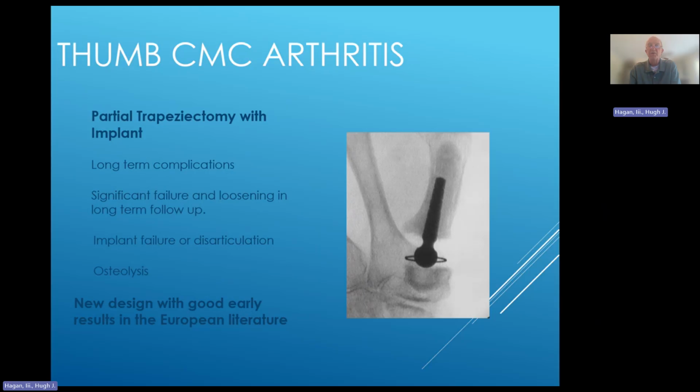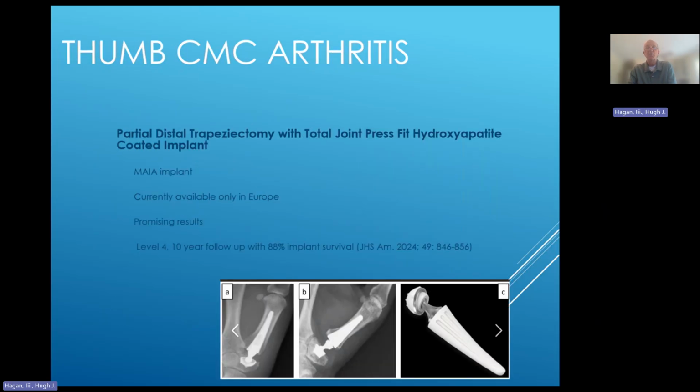A partial trapeziectomy with little tiny total joints cemented, promising initially, but the bone cement interface is a problem. And these often failed, disarticulated, or loosened. The European literature has a 10-year follow-up on a pressed fit hydroxyapatite coated implant called the MAIA implant.